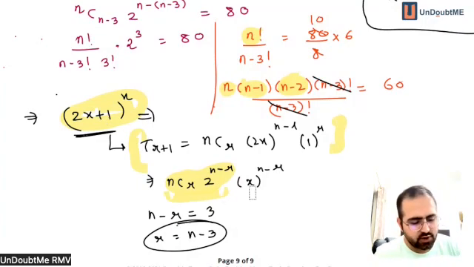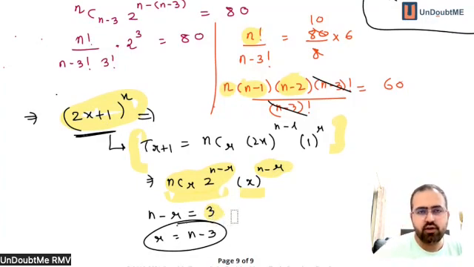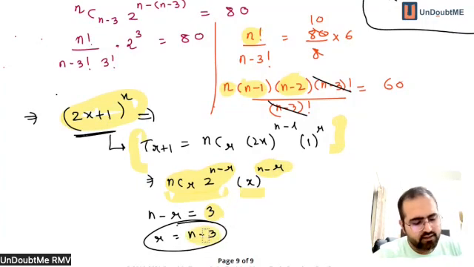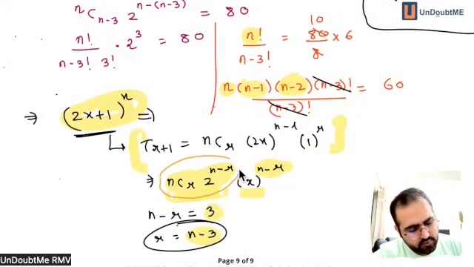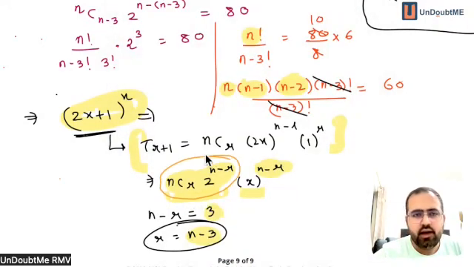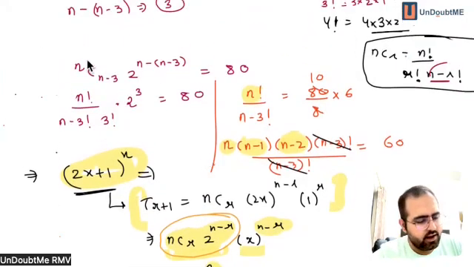We did the segregation of terms, and then n minus r is equal to 3, because they are asking the coefficient of x cube. That gave me the value of r as n minus 3. I will go back and put the value of r over here. As I put the value of r, that is equal to 80 as per the question. After that, it is all usual solving.